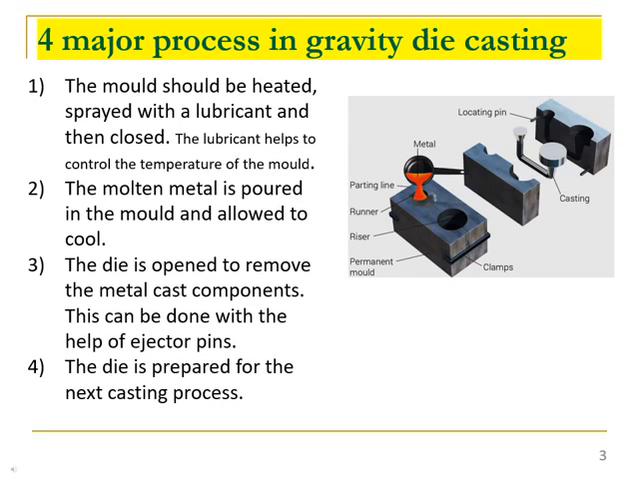Two, the molten metal is poured into the mold and allowed to cool. Three, the die is opened to remove the metal cast components. This can be done with the help of ejector pins. Four, the die is prepared for the next casting process.